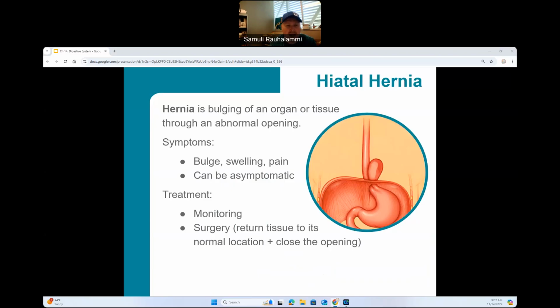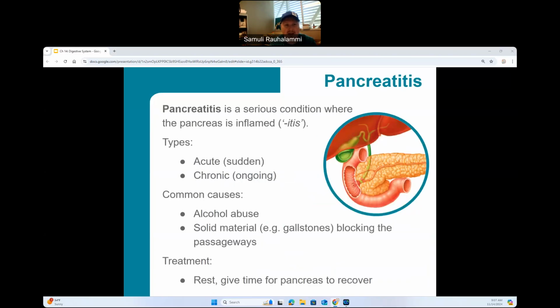Next, let's look at the condition known as pancreatitis. As you remember from medical terminology, itis refers to inflammation. So pancreatitis is an inflammation of the pancreas. This is a serious condition that can either be sudden, so acute, or an ongoing, chronic issue. It is most commonly due to one of two reasons: excessive alcohol use or gallstones blocking the tubing that we have at this site. The treatment depends on the cause and severity, but often involves giving the pancreas time to recover by letting it rest.